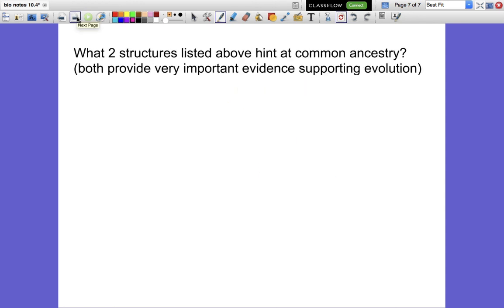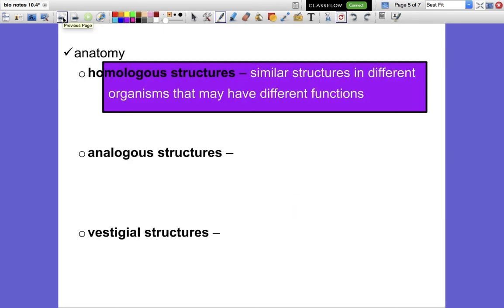Otherwise, this one is just out of homologous, vestigial, and analogous. Hopefully you figured out already that the 2 structures that hint at common ancestry, the 2 things that indicate that something is related, would be your vestigial and your homologous, since both of those things are homologous technically. And homologous, by definition, means that they are similar in origin, that they have structures that came from common ancestors.